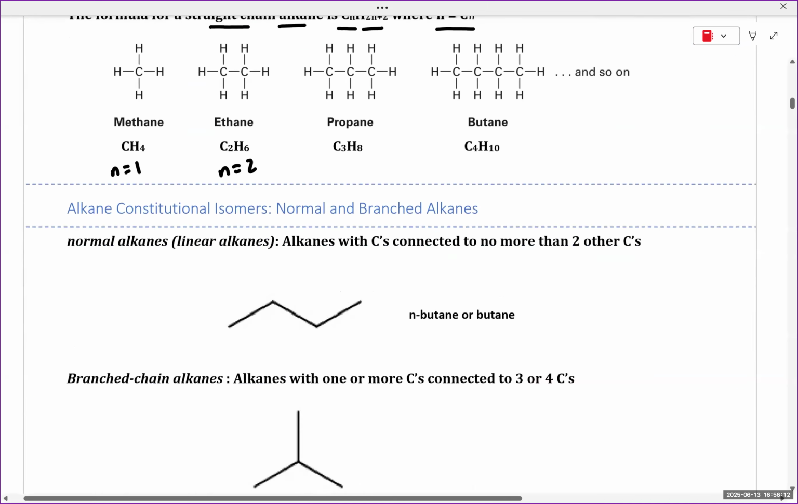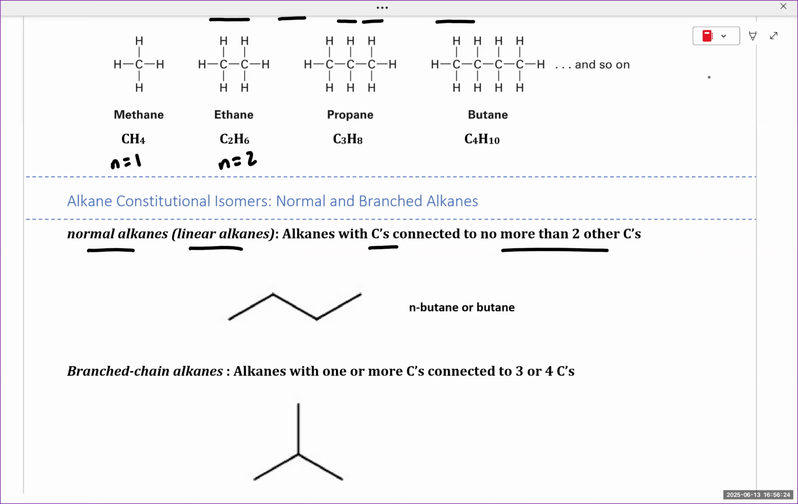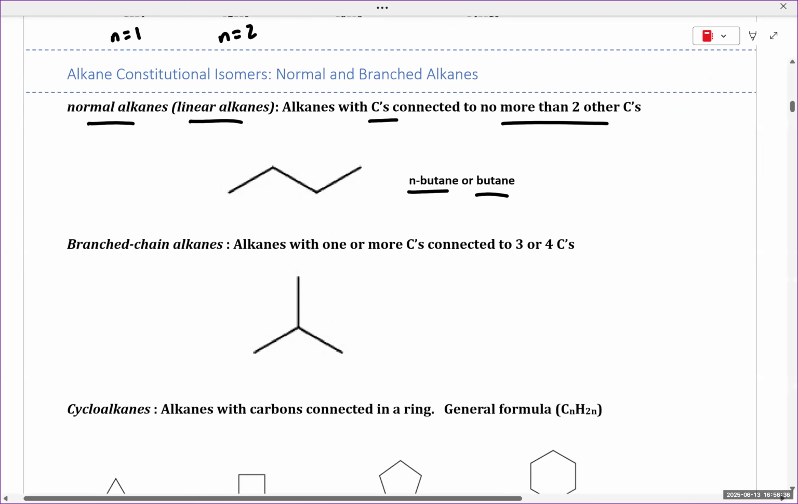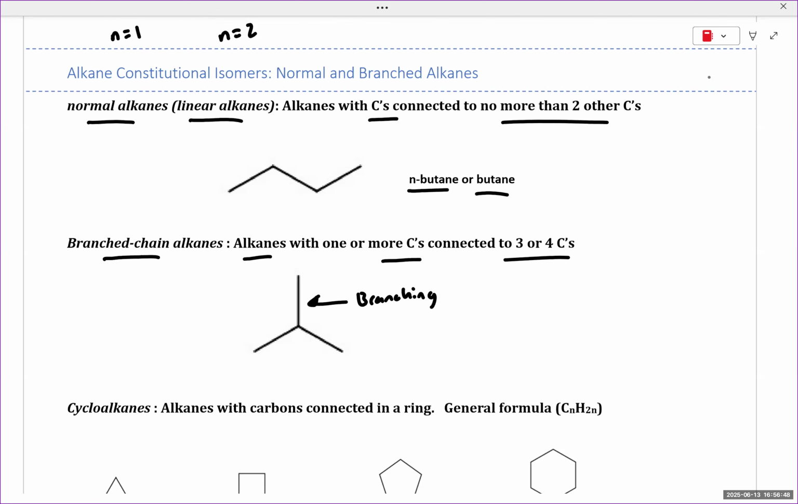Let's talk a little bit about alkane constitutional isomers. So normal alkanes, also known as linear alkanes, are alkanes with carbons connected to no more than two other carbons. For example, this 4-carbon straight chain alkane would be known as n-butane or butane, with n being the prefix for normal alkane. Branched chain alkanes are alkanes with one or more carbons connected to 3 or 4 carbons. So in this case, we have a branching substituent.